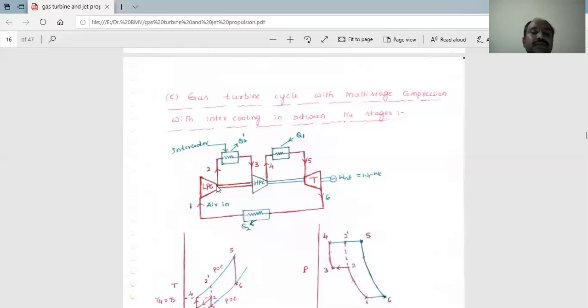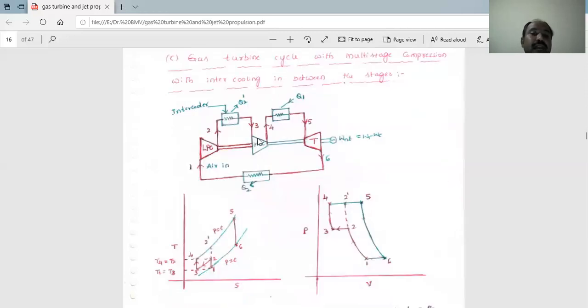Then process 1 to 2 is the isentropic compression process in the low pressure compressor. After that, the compressed air passes to the intercooler, where the heat will be rejected to the atmosphere. That cooled air is once again passed to the high pressure compressor, where the compression process takes place again. Then the compressed air passes to the combustion chamber, where an enormous amount of heat energy will be liberated, which then passes to the turbine.